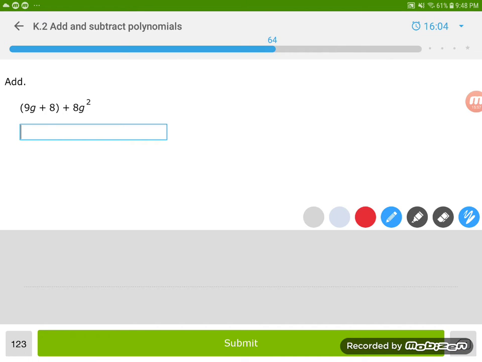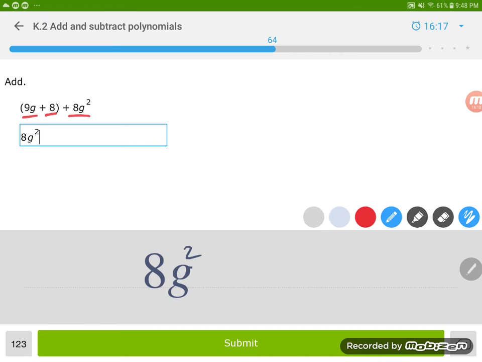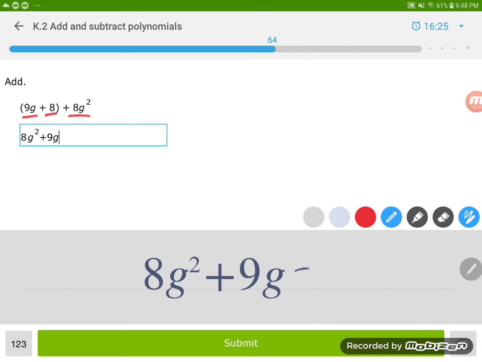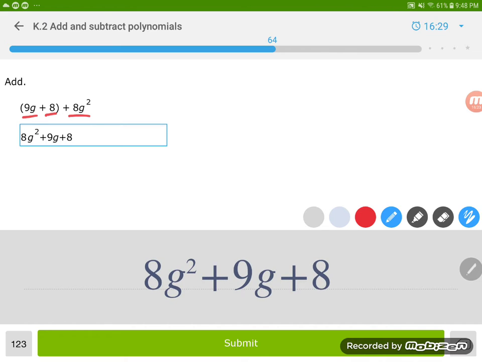Okay, so again, notice with this one, we don't have any like terms here. We have a g squared, we have a g, and we have a constant, none of which are like terms. So my final answer is just going to be all of these rewritten. And if you're wondering, yes, you could actually write it just in the order that it was given to you. But, you know, it's good to be organized, and I'll go ahead and write this in order.